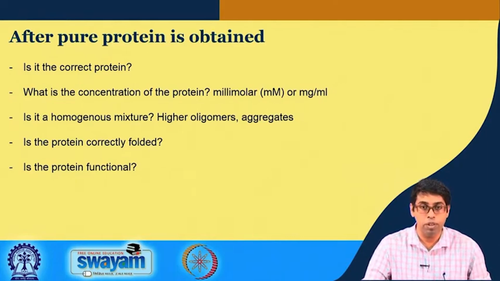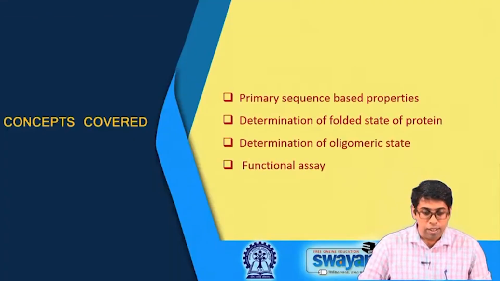So, we will have to figure out a way to tell whether we have 100% folded protein or a mixture of folded and unfolded protein, and then separate them so that the final solution that we have is correctly folded protein. And finally, we have to determine whether the protein is functional. That will be based on some assays. If it is an enzyme, we will have to do enzyme assays. If it is a ligand binding protein, we will have to design ligand binding assays to ascertain that the protein is correctly folded and the protein is functional.